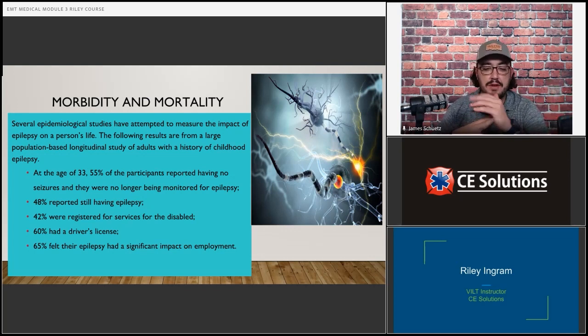60% of those had a driver's license, and 65% felt their epilepsy had a significant impact on employment. All right, so that's kind of profound there. That's shocking. 65%. That's a pretty tall number.